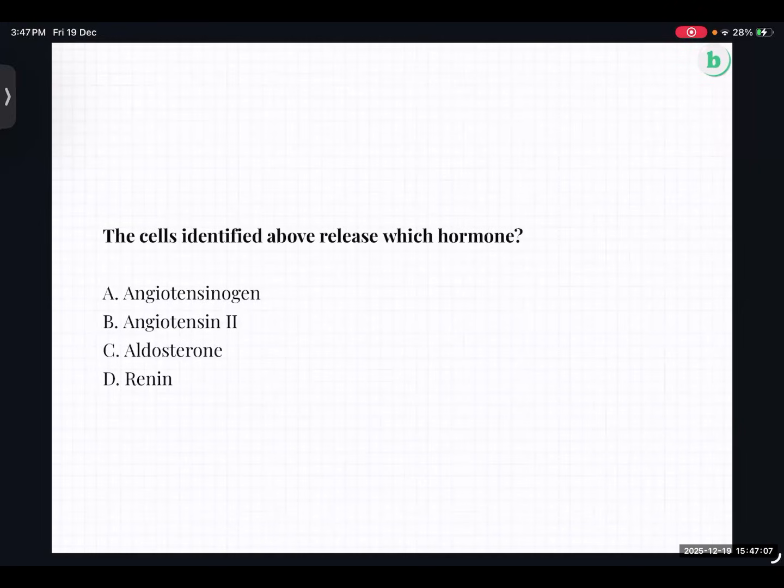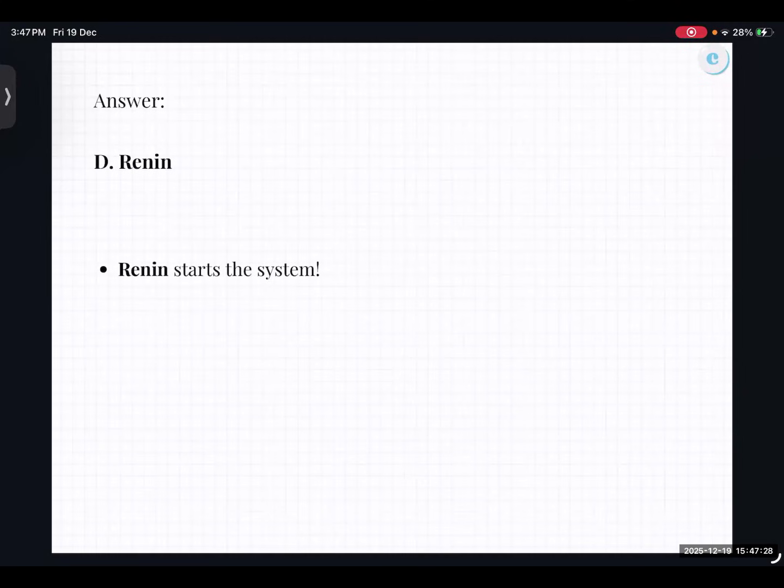Juxtaglomerular cells do release which one of the following? It's true. It's renin, but please do not confuse them. You don't say angiotensin, angiotensin two, aldosterone, even though they're all part of the same system. Okay, renin is the one that starts it. It's the one that triggers this whole cascade of renin, angiotensin conversion, everything.